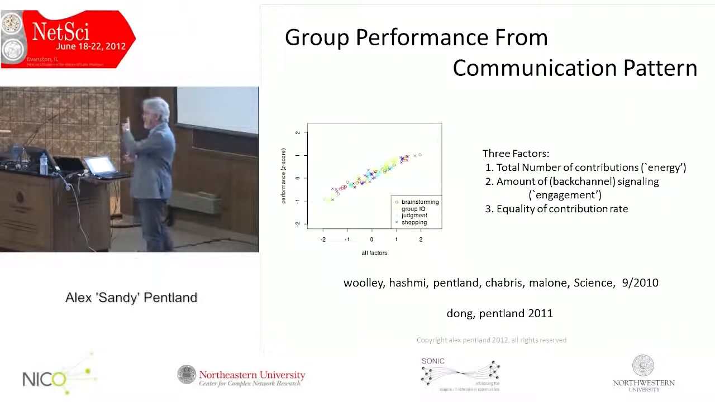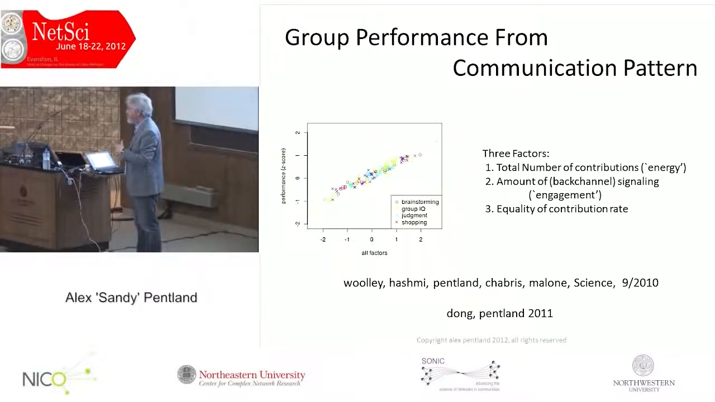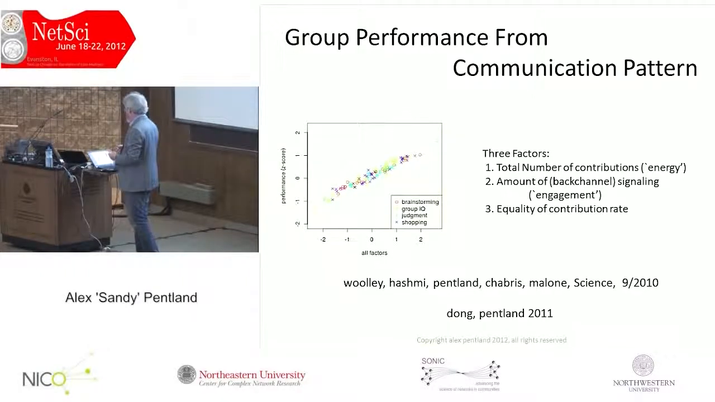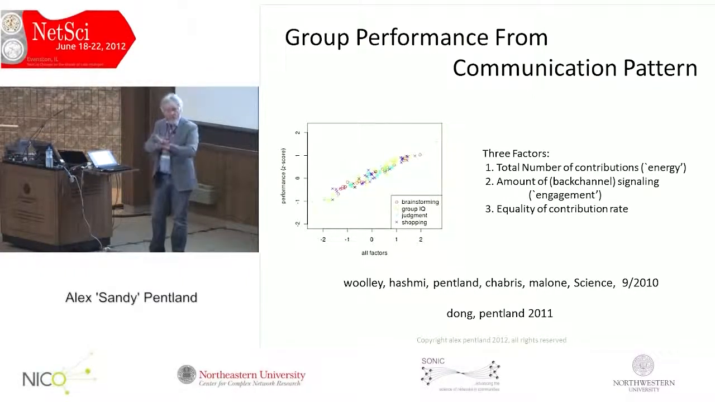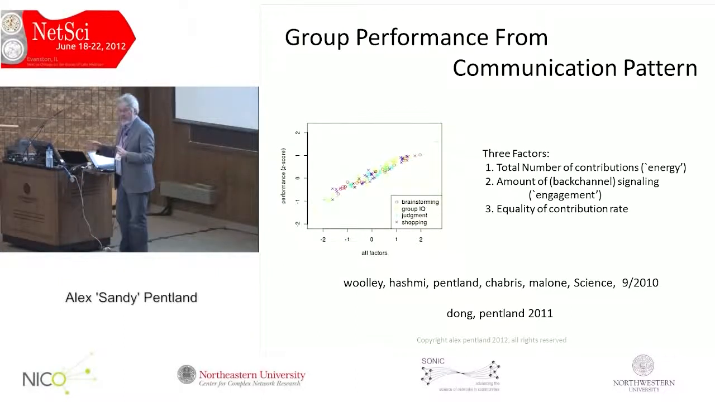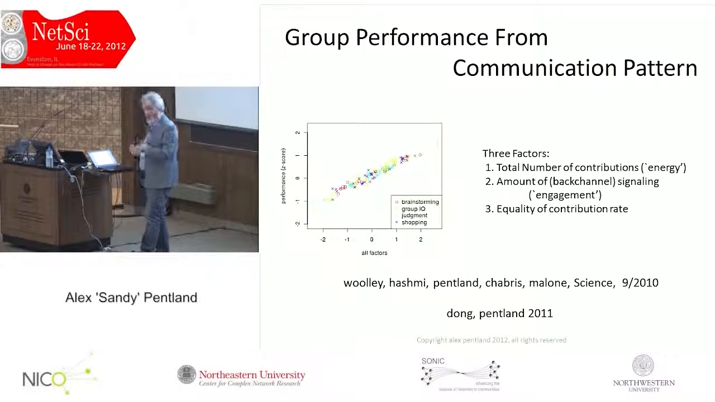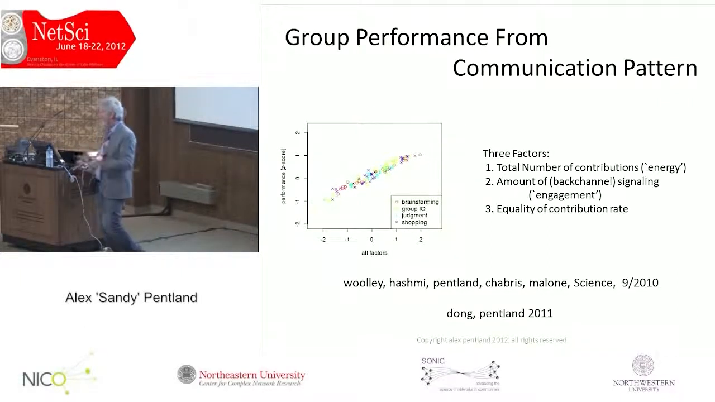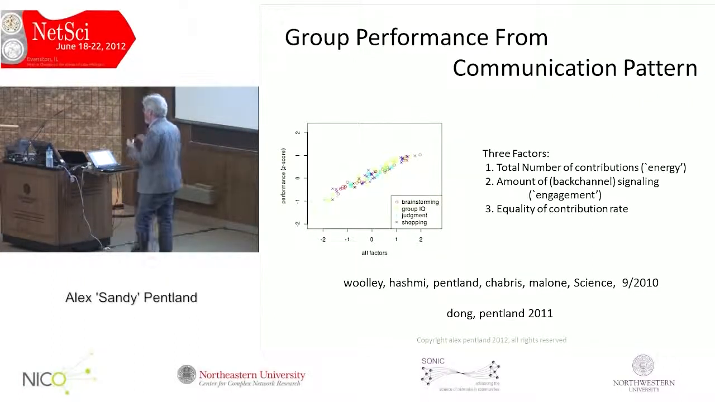After the publication, though, Wen Dong, who's back here somewhere, and I went through this data and found something that is, to me, even more surprising. If you took no content at all, you don't know who the people are, you don't know what the task is, and you took the total number of contributions, which are not linguistic things, just silence, verbiage, silence, that's a contribution, and the amount of back channel, so people going, uh-huh, yeah, really? Tell me more. Little short comments back. And then the equality of contribution, you could make a linear predictor that accounted for 50% of the variance in the performance of these hundreds of groups. That means that the pattern of communication accounts for more variance than everything else put together.